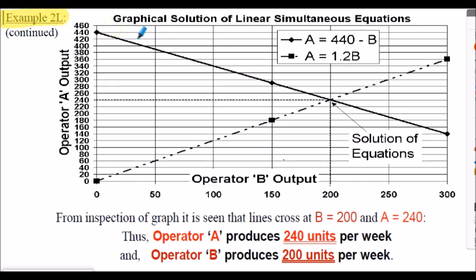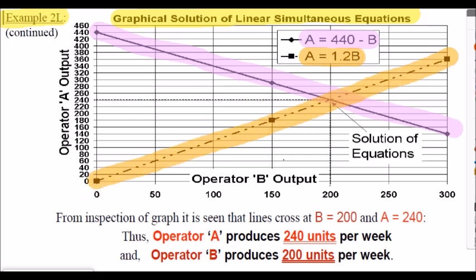Example 2L continued. Here's the graphical solution of the linear simultaneous equations. The first equation, A equals 440 minus B, is plotted on this line here. And the second equation, A equals 1.2B, is plotted on this line here. You can clearly see that the solution to the equations is the intercept shown here. Reading off on the horizontal axis, we can see that the value of B is 200, shown here. And reading off on the vertical axis, we can see the value of A is 240, shown here.